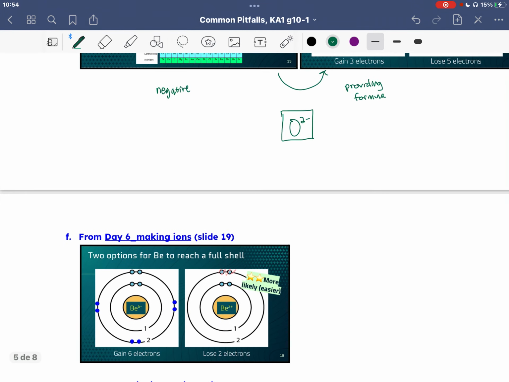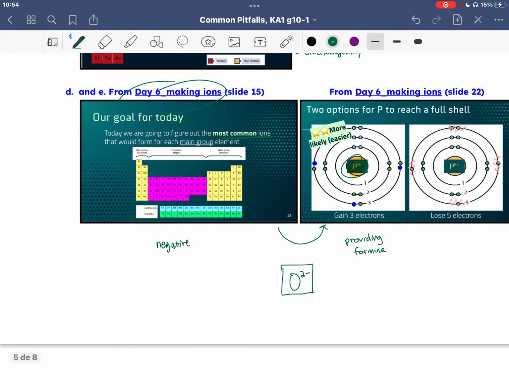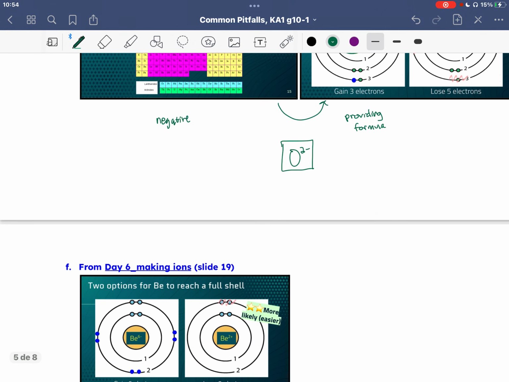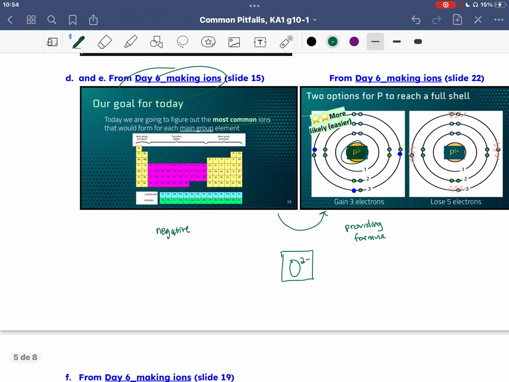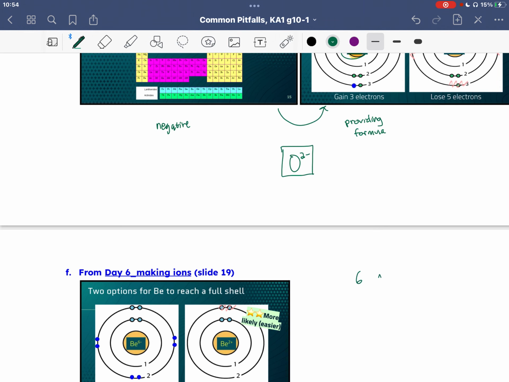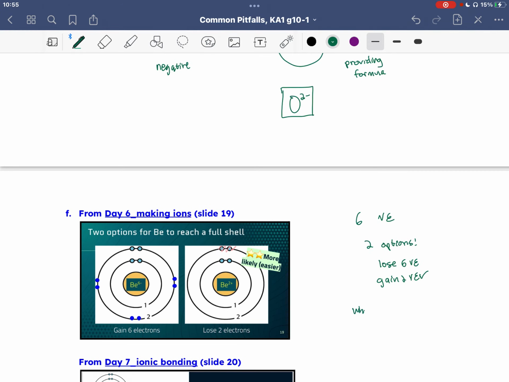Why does that form? Well, I was looking for you to use this reasoning that we used on day 6. We know that oxygen has 6 valence electrons. The two options would be to lose 6 valence electrons or gain 2 valence electrons in order to reach a full shell. It's easier to gain 2 valence electrons, and so that's why we would gain 2 valence electrons. When we gain 2 valence electrons, we get a charge of 2 minus.